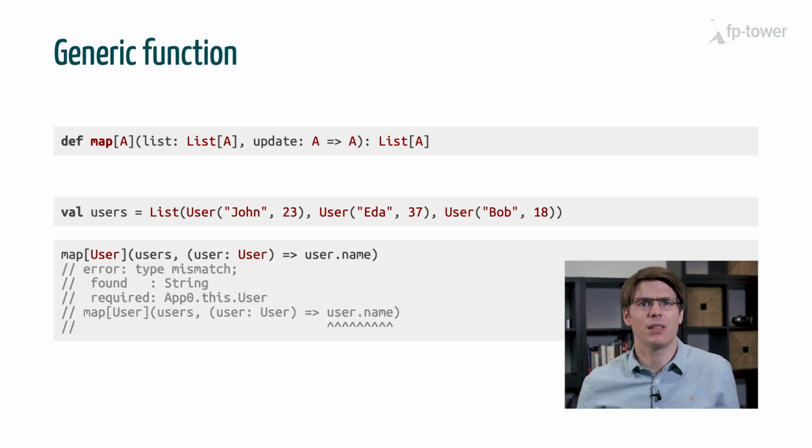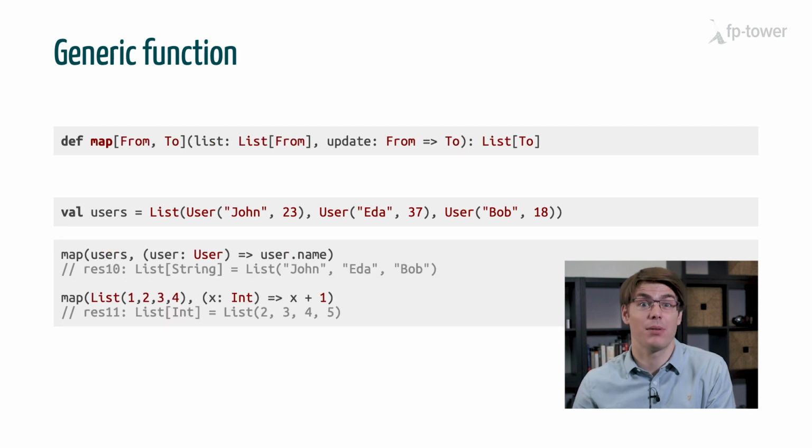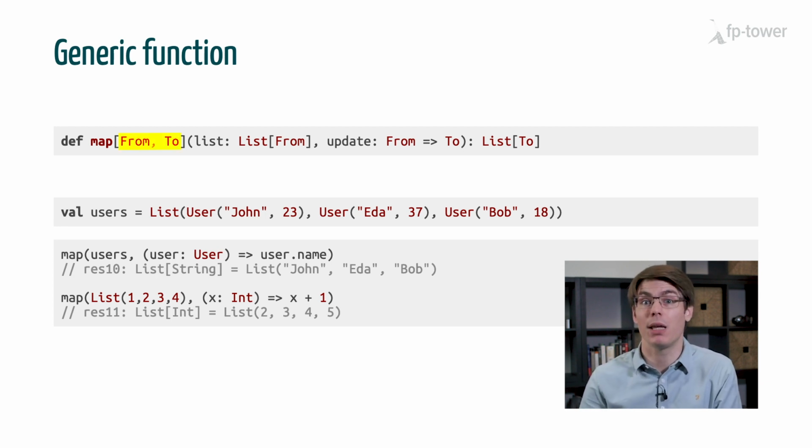So how can we fix it? We add a second type parameter to map. Often libraries call these two type parameters A and B, but it's not mandatory. We can give them a much more meaningful name, like from and to. From will be the element type in the input list, and to the element type in the output list, which makes update a function from to.